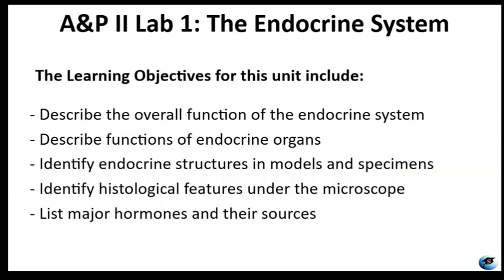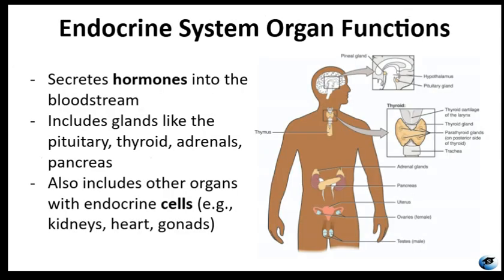In this unit, we'll learn about the overall function of the endocrine system, we'll describe the functions of the endocrine organs, identify endocrine structures in models and specimens, identify histological features under the microscope, and we'll list major hormones and their sources. The endocrine system is a key regulatory system in the body responsible for maintaining homeostasis and coordinating complex functions over time. Its primary role is to secrete hormones directly into the bloodstream, allowing these chemical messengers to travel throughout the body and influence the activity of target cells and organs.